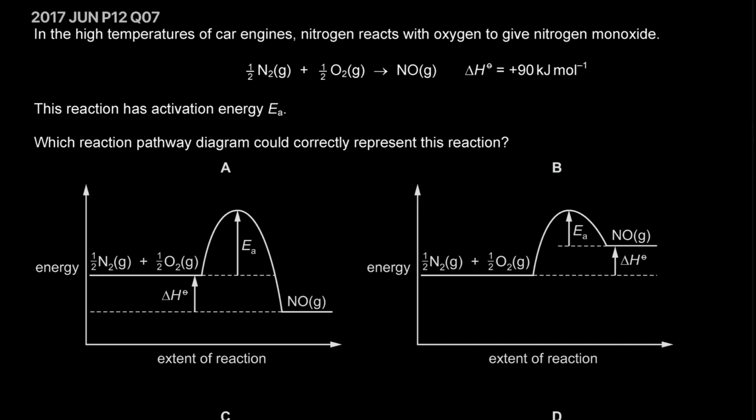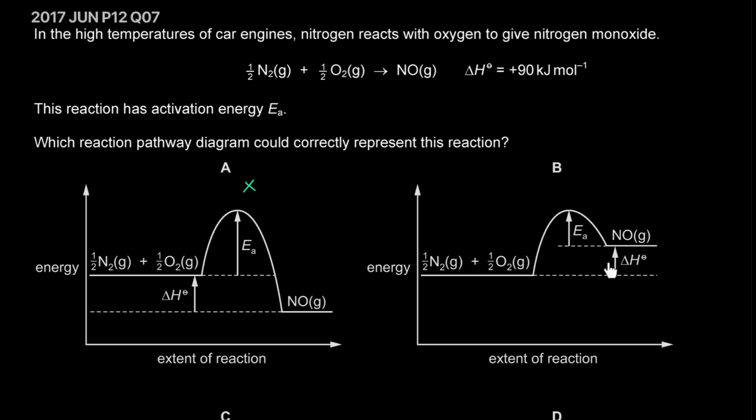All right. In the high temperatures of car engines, nitrogen reacts with oxygen to give nitrogen monoxide. This reaction has activation energy EA. Which reaction pathway diagram could correctly represent this reaction? So over here, the delta H, the enthalpy change is positive. So we have an endothermic reaction, right? So the product should be higher in energy than the reactants, right? So it can't be option A, right?